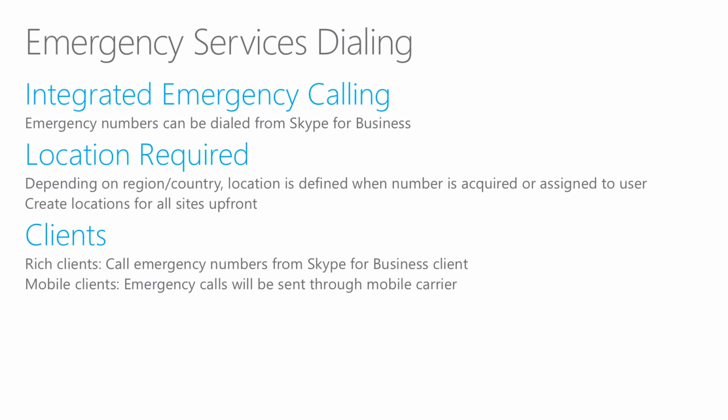Also interesting to know is the different calling behavior. For rich clients, the Mac client and the Windows client, whenever you call an emergency number, the call will be placed from within the Skype for Business client. However, on the mobile clients, if you call emergency numbers, they will be sent through the mobile carrier directly to provide a better service.